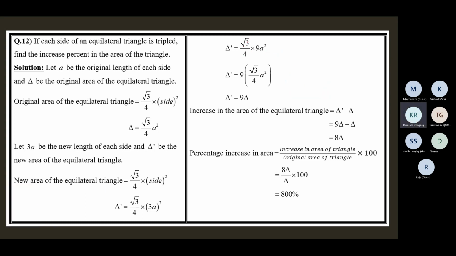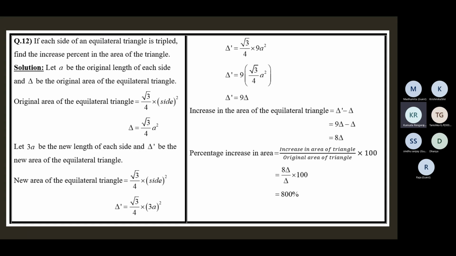Now, just have √3/4 A square in the bracket, and whatever is remaining, put it outside the bracket. 9 is remaining, put it outside. Write root 3 by 4 A square inside the bracket, and what is remaining, 9, put that outside the bracket. So what do you get? Delta dash is equal to 9 into root 3 by 4 A square.